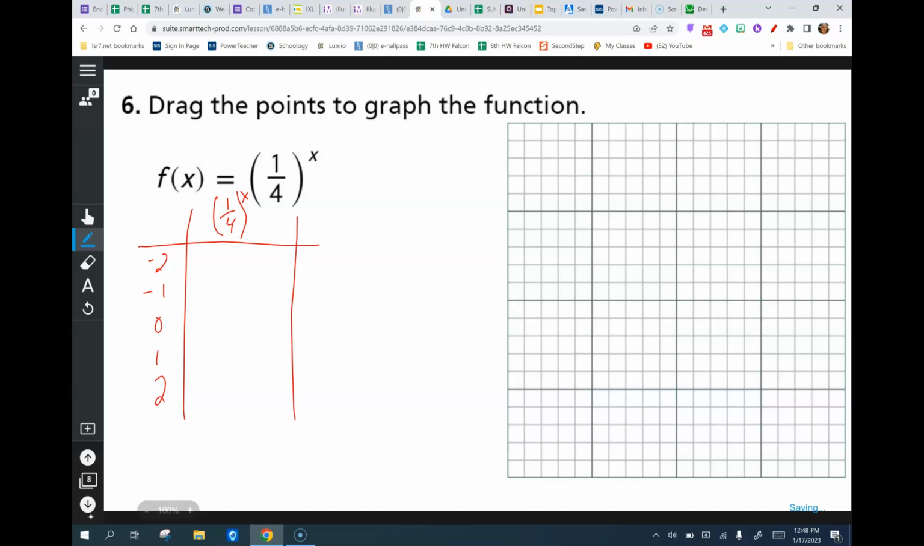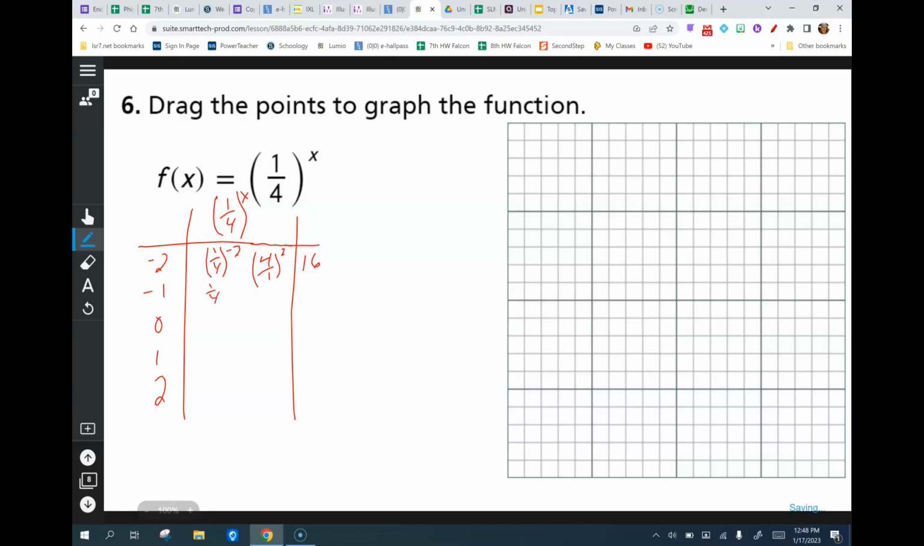5 points will usually give me enough to see what's happening. So this is 1/4 to the -2. That means it's going to flip that fraction. So it becomes 4 over 1 squared. That's 16. Ooh, we're going to have to adjust our graph because of that.